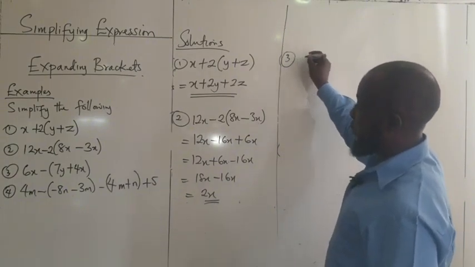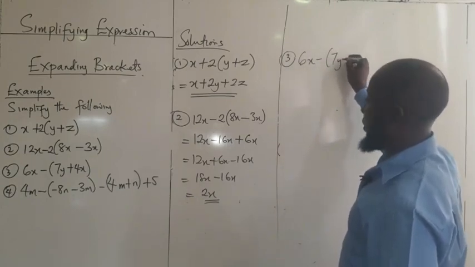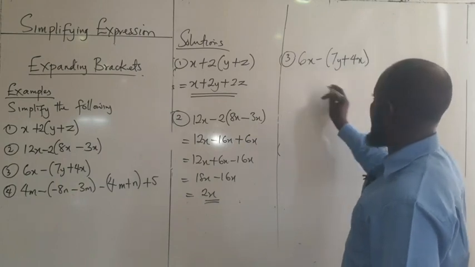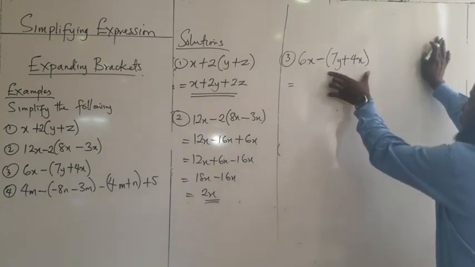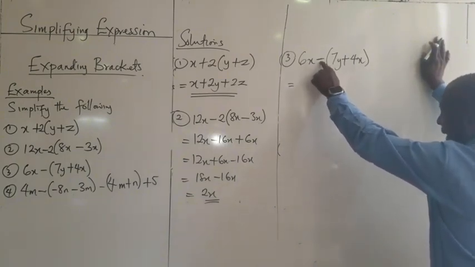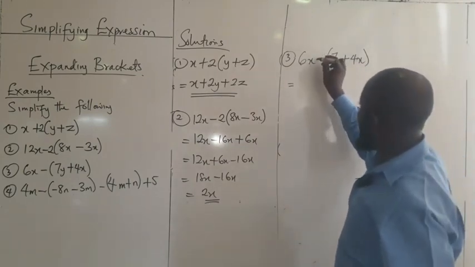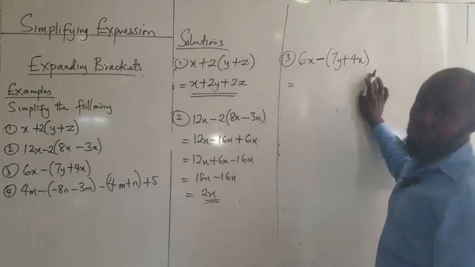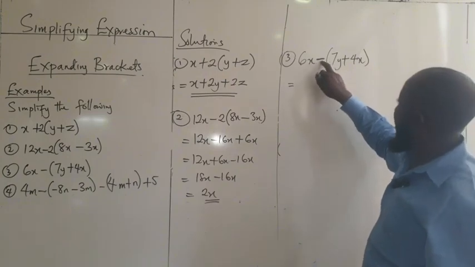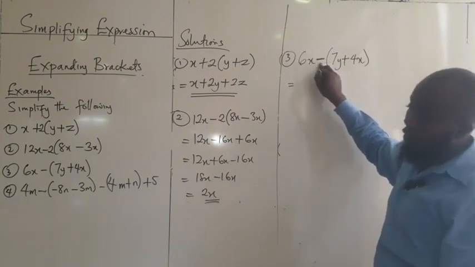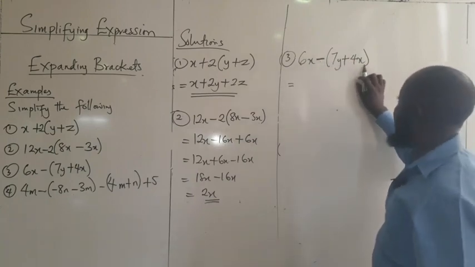Question 3, which is 6x minus into bracket 7y plus 4x. All right. So if you look at what we have there, the bracket only has a minus beside it, not the 6x. So you are not using the 6x to open it, but the minus beside the bracket. So what this means is that it is minus 1 that we have here. Hope I'm making sense.